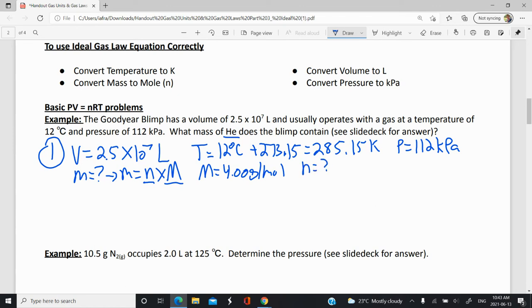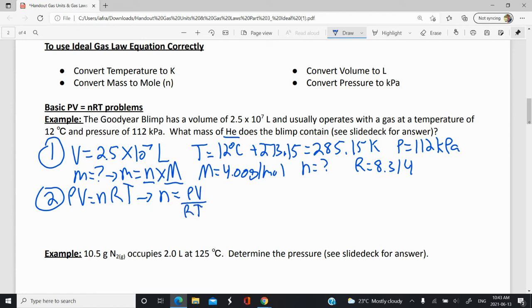Now, if we're looking for a mole value, we have volume, we have temperature, and we have pressure. We know that we can use our PV is equal to nRT. Don't forget that R is equal to 8.314. We'll put the units after. I'm just writing that down right now, and then we'll show you the units in the actual formula. So since we have all these things, pressure, volume, R, and T, we can rearrange this equation to get that the number of moles is equal to PV over RT. And we can plug our information in.